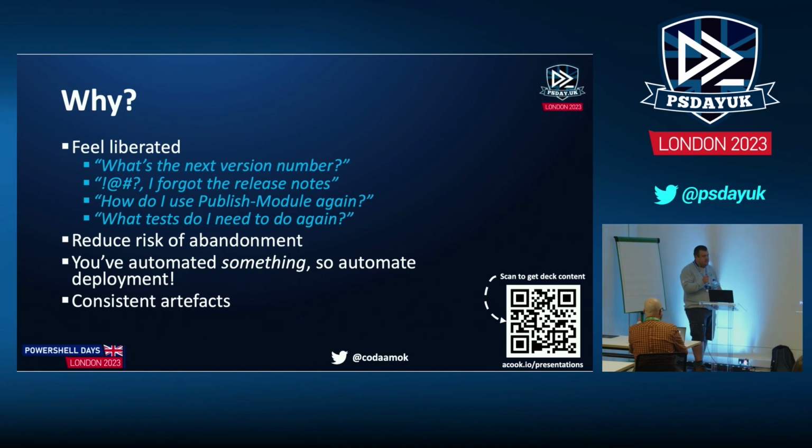Consistent artifacts, that's key for me. Whenever I check in a new change, I want to have faith that that module that is out the receiving end, that's now public facing, on the gallery, is consistent. I want to have faith that its version number is not going to contain a typo, or its release notes are always going to be there, or that it is always going to be in the PowerShell gallery. And if it ends up not being in the PowerShell gallery, I'll get told about it because the pipeline will fail. So just having that consistent end result artifact is key.